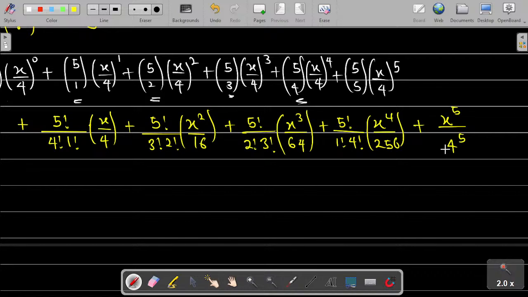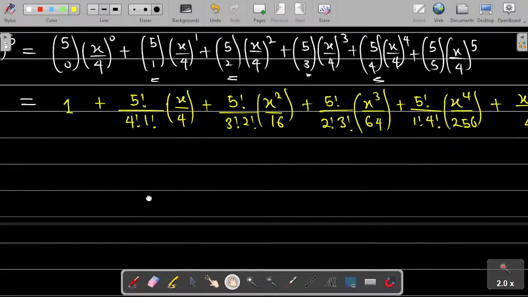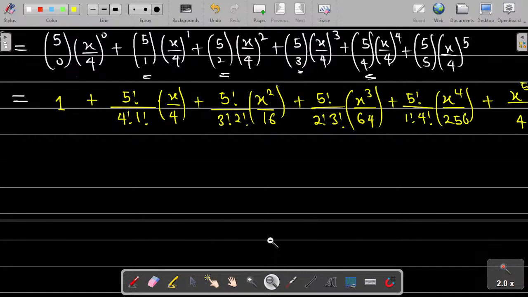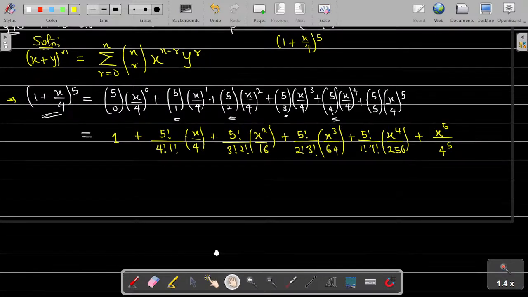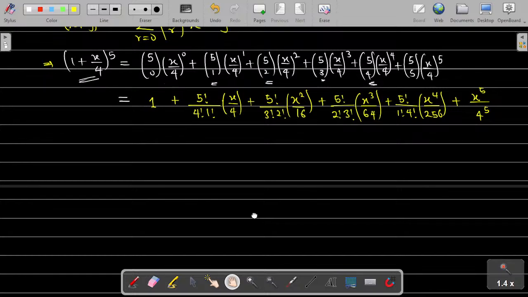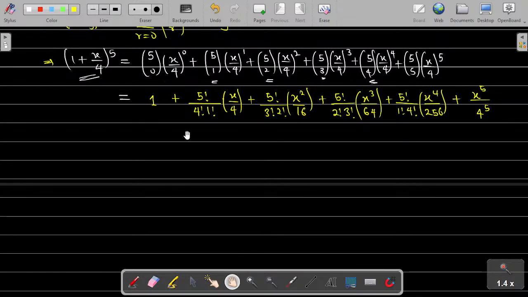So what does that do for us? We are done with the expansion. All we need to do now is to simplify. According to the question, we should simplify all its coefficients. So this is now going to be equal to 1, then plus, if we simplify this, this one is going to expand to 5 times 4 factorial, and then this will cancel it, so you just have 5 times x over 4.